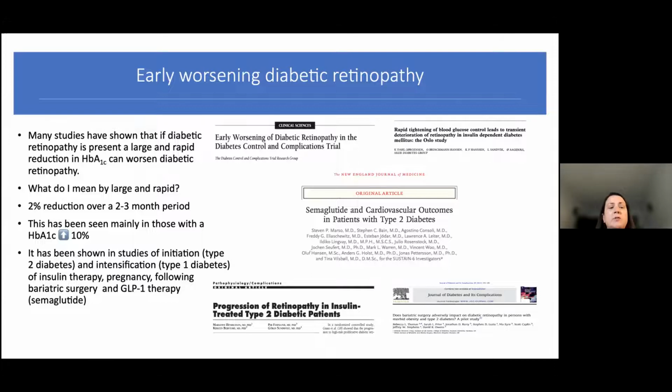Because obviously, as we know, lower blood glucose levels, a lower HbA1c, has far-reaching consequences. So it goes way beyond the eye and has benefits for all the other organs in your body. So we can't be saying to people, don't do it. But if you can do it slowly and gradually, so maybe 1% over 6 months, it would be better than trying to do it all in that really initial period.